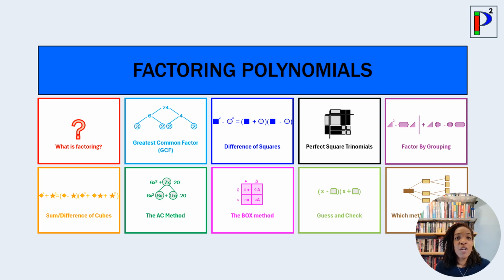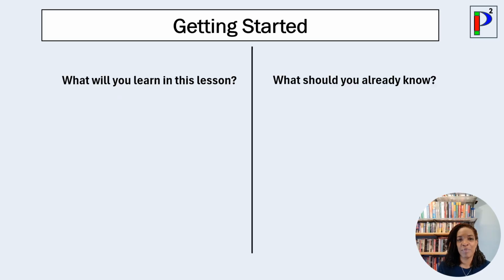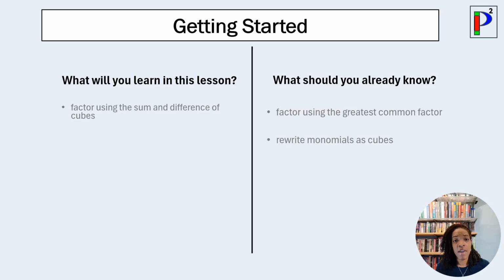This video is a new binomial factoring pattern that is very much like the difference of two squares. Starting now, it's the sum and difference of cubes. While we learn to factor using the sum and difference of cubes pattern, be ready to look for our greatest common factor. You should also be able to write a polynomial as a cube.